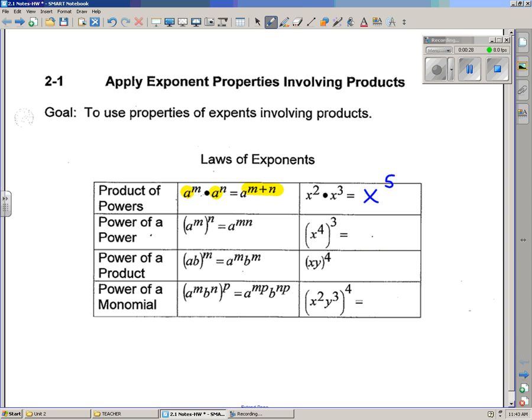And again, another reason why you should know this is because x squared has 2 x's. X cubed has 3 x's. Well, the total of all the x's there are x to the fifth.